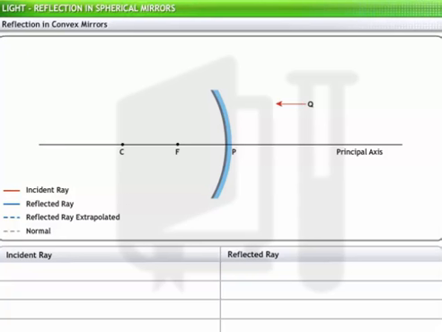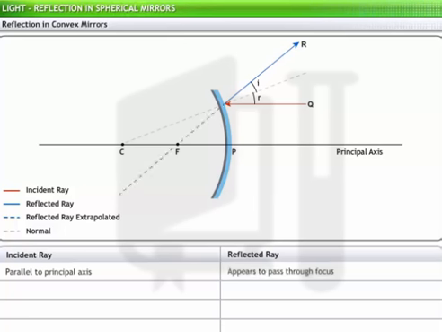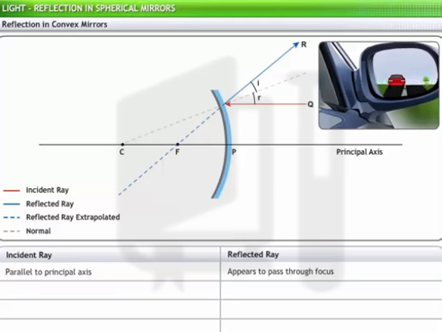In the first case, incident rays are parallel to the principal axis. In this situation, the reflected rays appear to pass through the focus. In a rear-view mirror, incident rays parallel to the principal axis enables the driver to see the car traveling exactly behind his car.